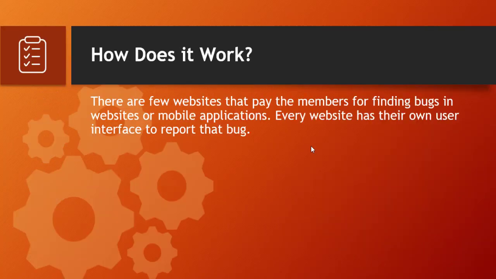How does it work? There are a few websites on the internet that pay members for finding bugs in websites or mobile applications. Every website has its own user interface to report that bug. User testing, app testing, and web testing is not a new idea, but it has been around for many years. I have also created videos on this concept before, like usertesting.com, validately.com, and similar ones. And this is a new website I am going to show you in a few moments.